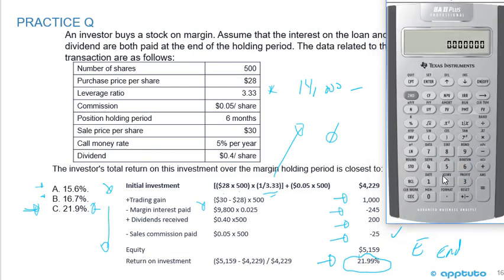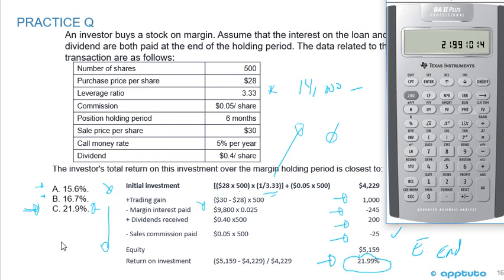I can do my ending 5159 divided by 4229. Whoops, made a little mistake there on my keystrokes. 5159 divided by 4229, and we've got 21.99%. Okay, just do minus 1 times 100 if I want to see the round number, 21.99.